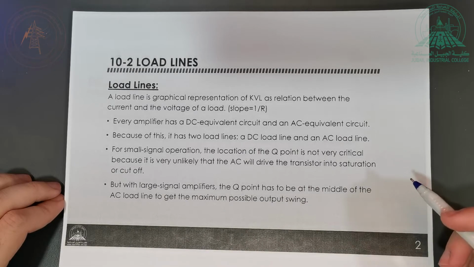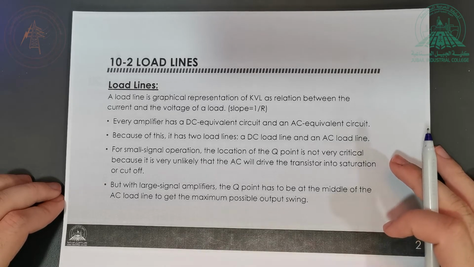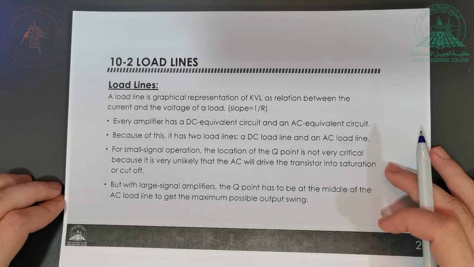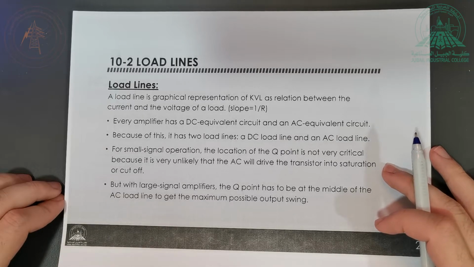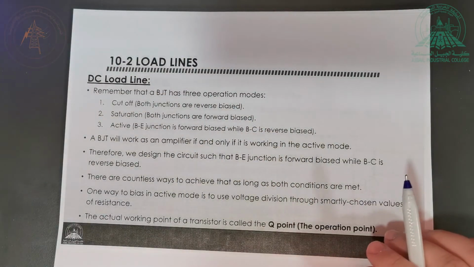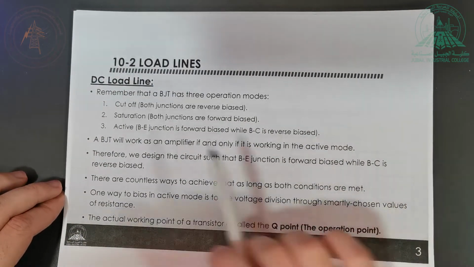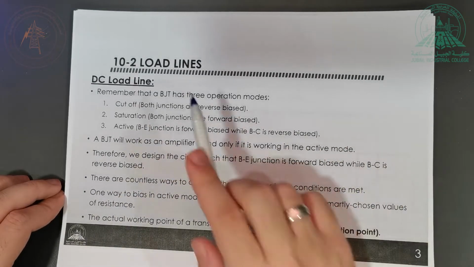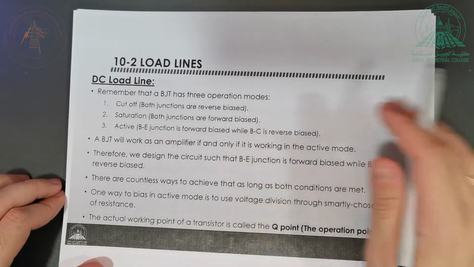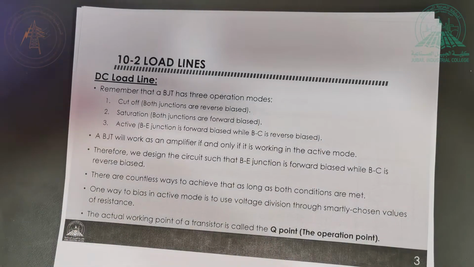The load line is similar to the load line that we have seen for the power regulator. It is a graphical representation of the relationship between the current and the voltage, right? And the slope of the curve gives us 1 over R, 1 over the resistance. If we have a transistor, remember that it can operate in one of 3 modes: cutoff, saturation, or active. Cutoff and saturation, we alternate between them in switching applications, on and off. Saturation is on and cutoff is off, right?